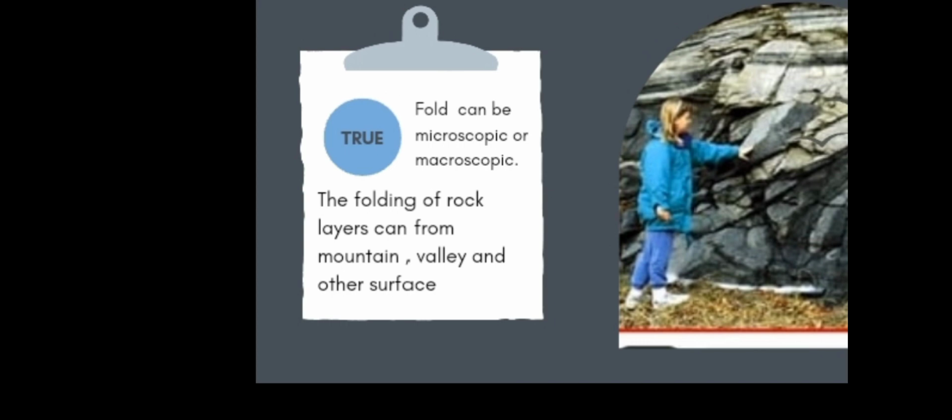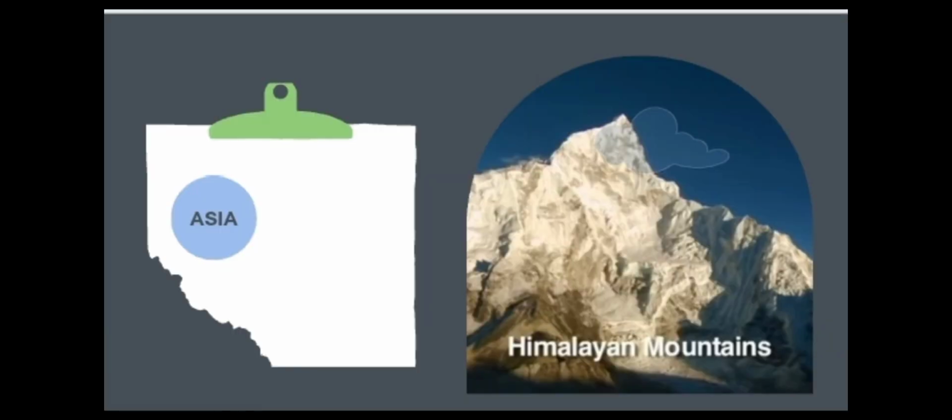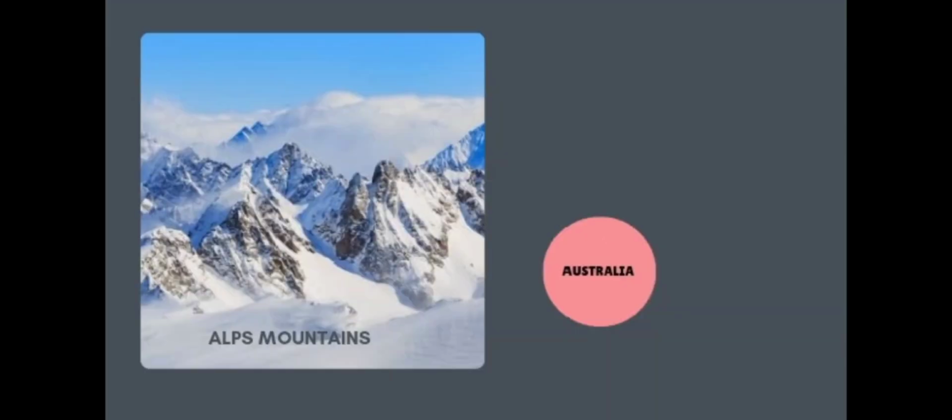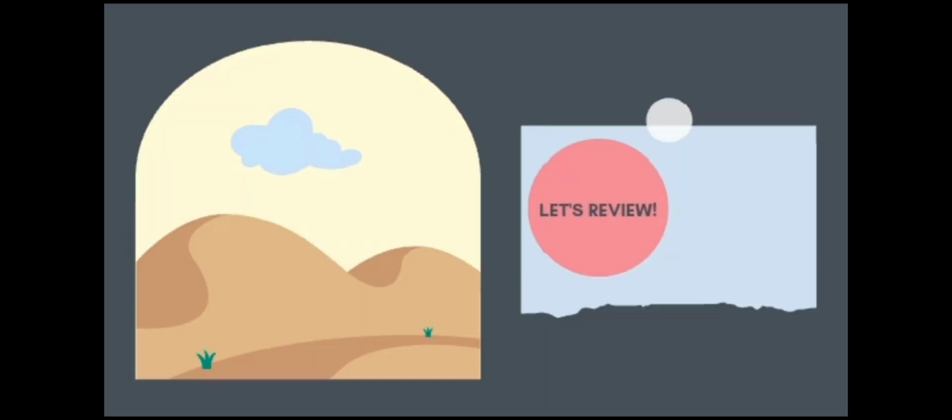Landforms from folding are some of the prominent ones in the world, like the Himalayas in Asia, the Andes in South America, and the Alps in Europe. The mechanism for folding and the rock layers will be fully discussed in the next lesson.